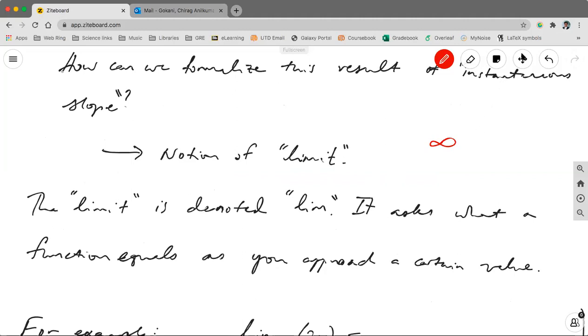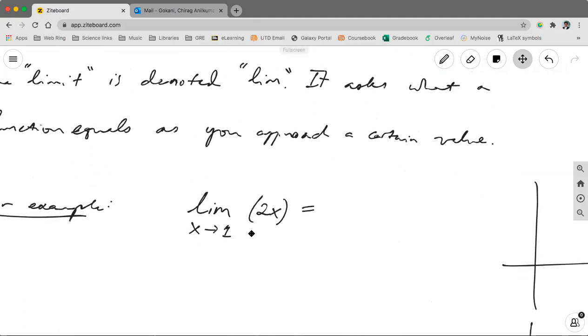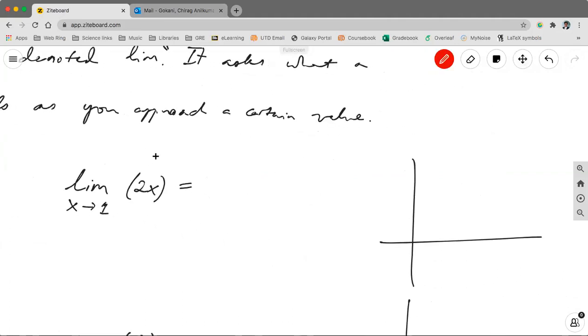I know this is all very abstract, so let's just jump right into it. This is a classic question: what is the limit? This is how you would read this: what is the limit as x approaches 1 of the function 2x? I'll draw 2x, my function f of x. It looks like this, and there are points here: 1, 2, 2, 4, and so on.